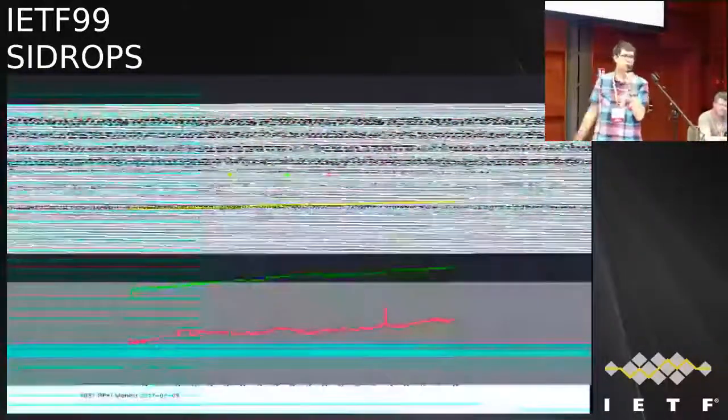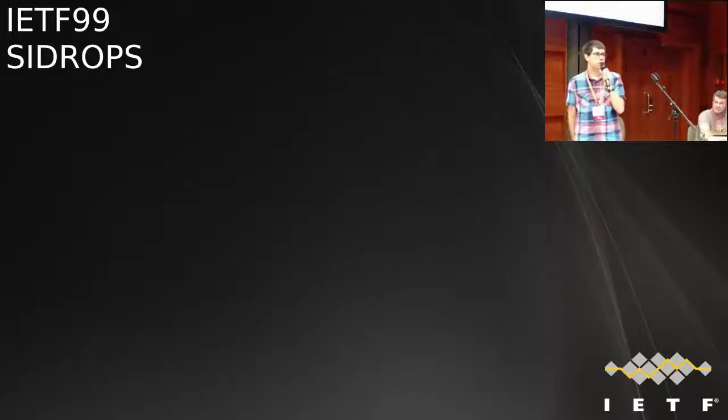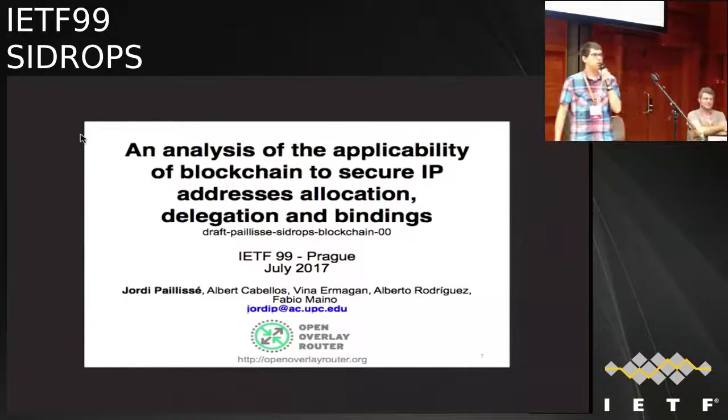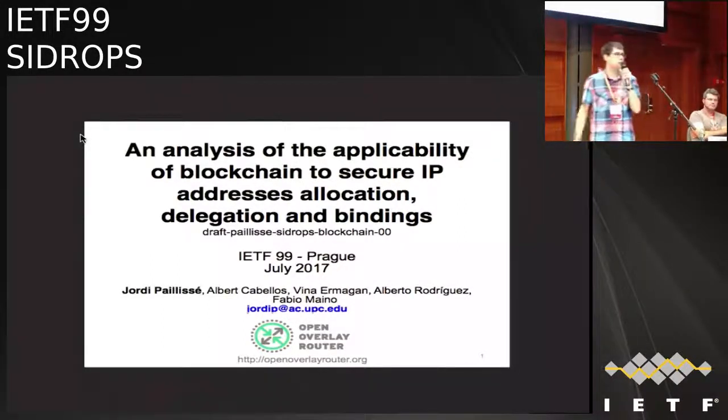So I will present how blockchain can be used to secure the location of IP addresses and prefixes. First, I will make a short introduction to the blockchain, and then I will explain its use in this context. We would like to remark that this is not a substitute for the RPKI. It's just a preliminary analysis of how it might look using the blockchain. So we are just seeking feedback from the group.